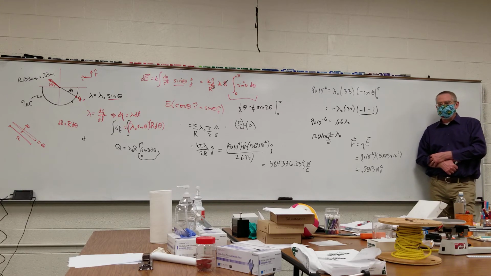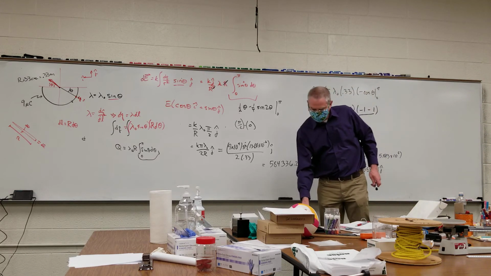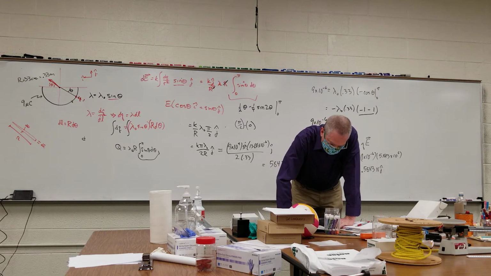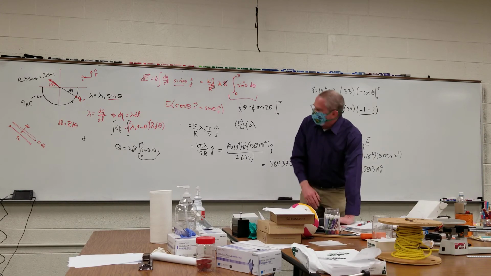Number 53. Uniform electric field permeates the region of space in which a small negatively charged sphere of mass, and so on, is suspended from a light cord. The sphere is found to be in equilibrium when the string makes an angle of 23 degrees. Find the charge on the sphere, and so on. All right.